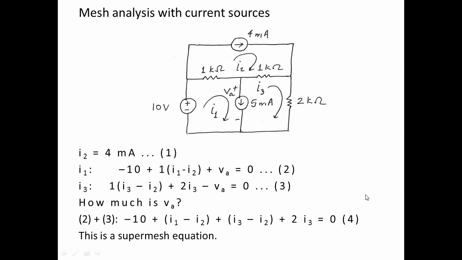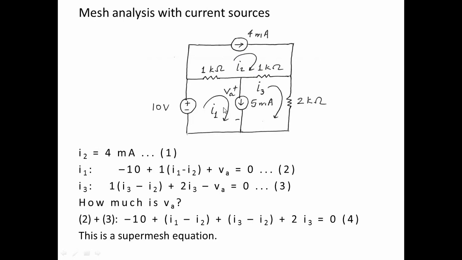Let us look at an example of a circuit that has current sources and how to handle them in mesh analysis. Here is a circuit that has 3 meshes, 2 current sources and 1 voltage source. Let us see what to do. The first thing we notice is that this current is 4 milliamp, and as we saw just now, the current in this branch is the same as the mesh current I2, which means that I2 is equal to 4 milliamps. So we already know the mesh current for this mesh. Therefore, we don't need to write a Kirchhoff's voltage law for this mesh at all. The current is already known.